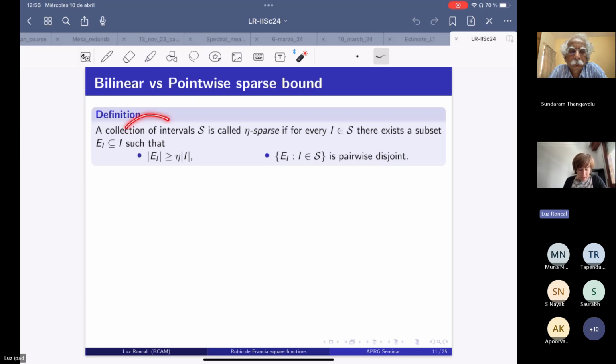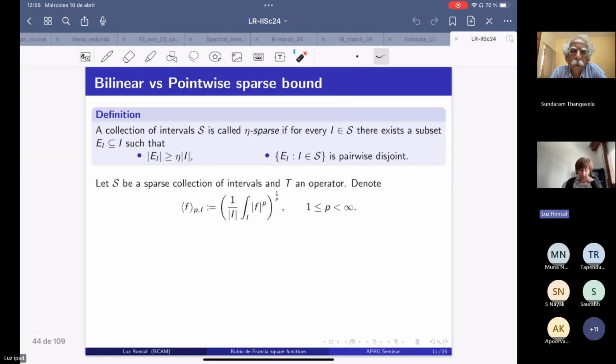We have a collection, in this case of intervals, because we are in one dimension. We call a collection of intervals eta-sparse, where eta should be a number between 0 and 1, if for every interval I there exists a subset E_I such that its measure is comparable, and the collection of all these E_I are pairwise disjoint.